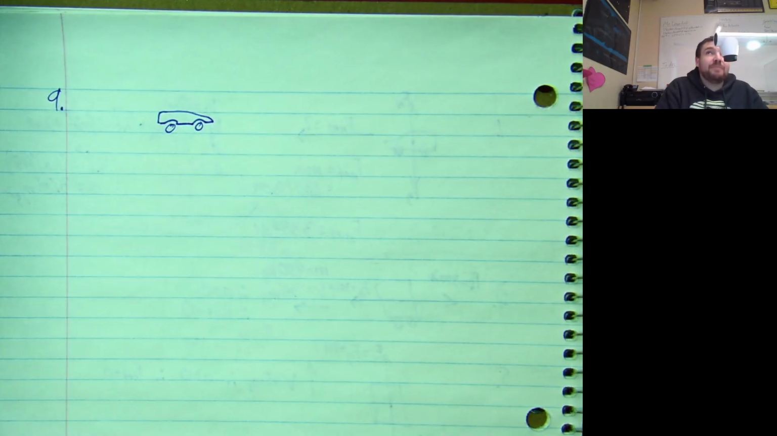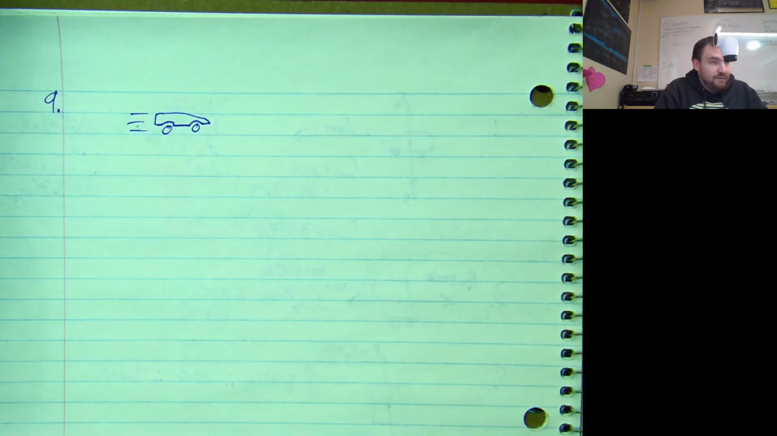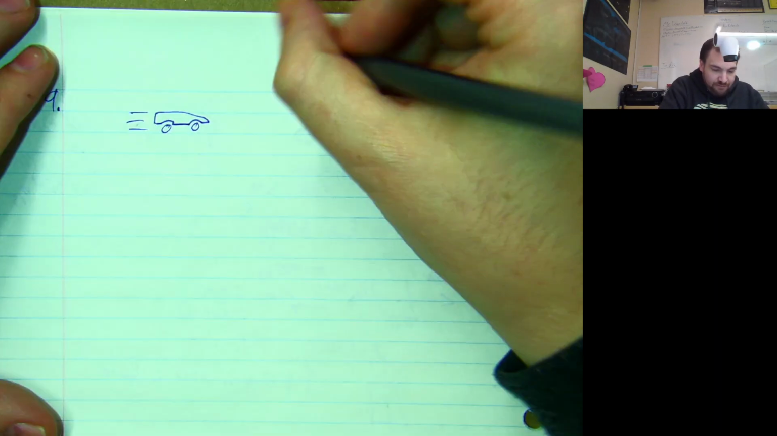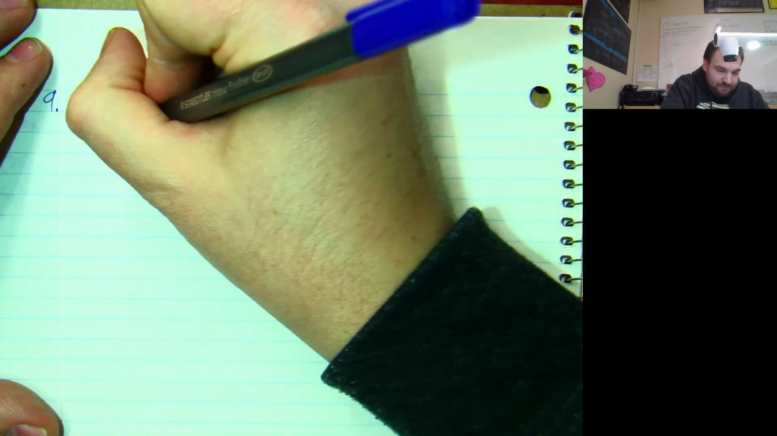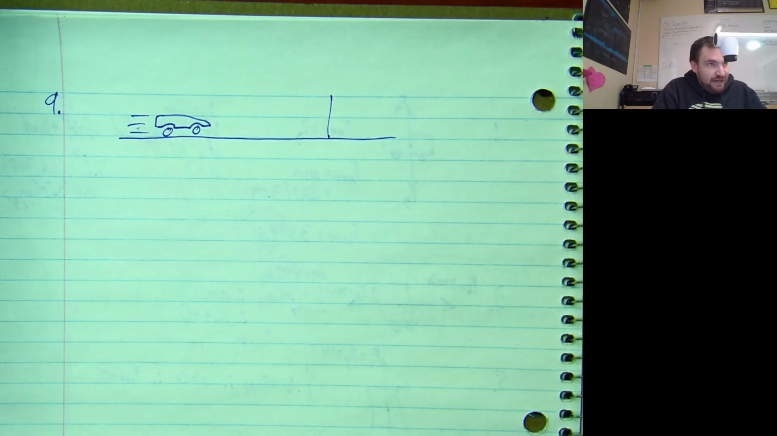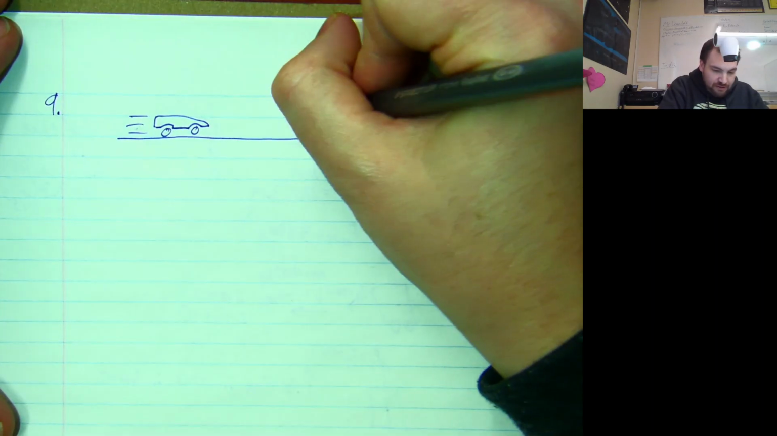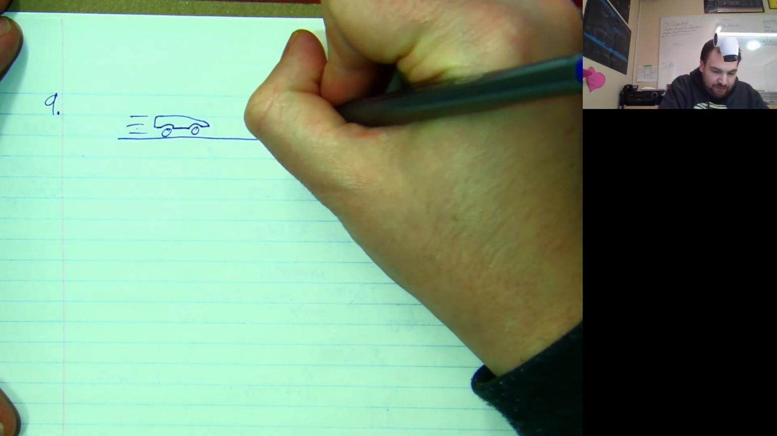So let's draw. These kinds of questions are a lot harder to draw a free body diagram for because there are two different scenarios. Hold on. You've got the car flying towards the wall, and then you've got the crumpled car.